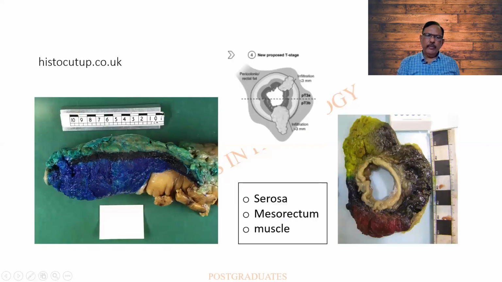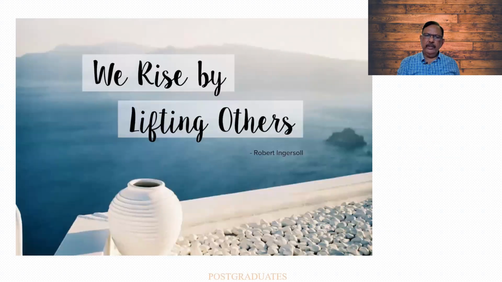These are the levels of painting that will be important for us to identify the different regions and the extent of involvement of the tumor. Serosa, mesorectum, and the muscle. We rise by lifting up this.